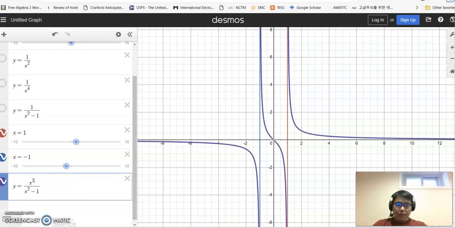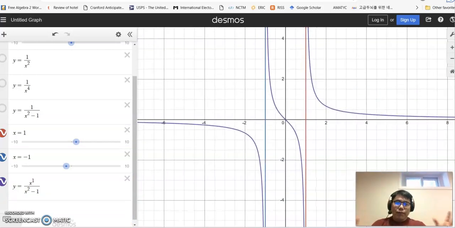Okay. So today, we basically talked about the basic functions of rational function graphs. Based on that, in the next video, we will actually graph each given function.